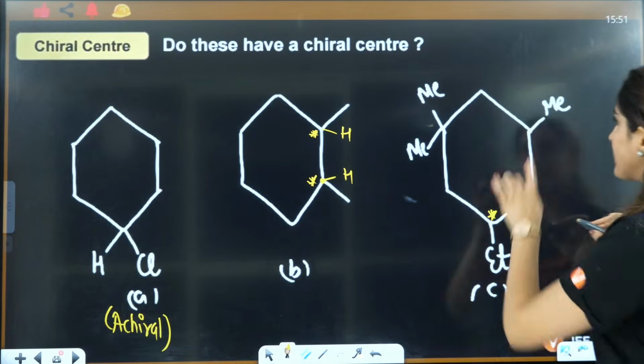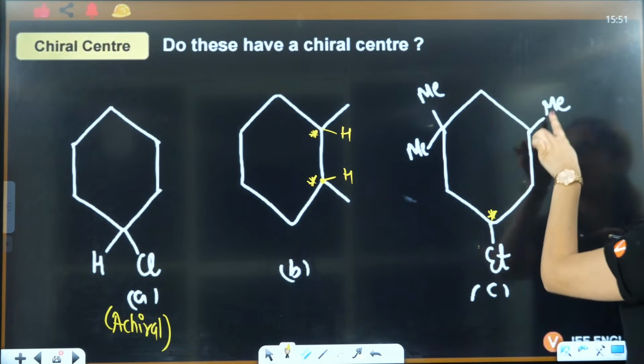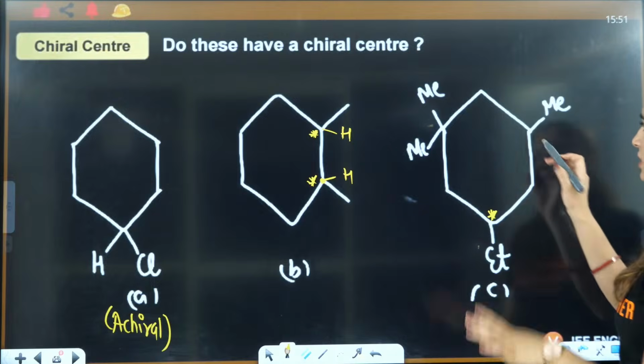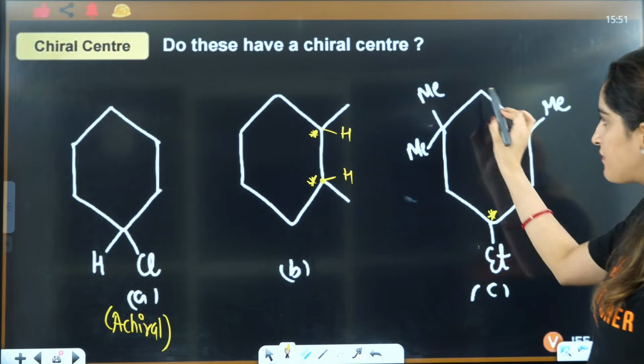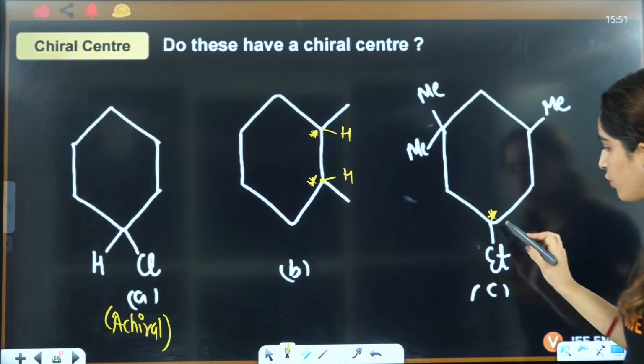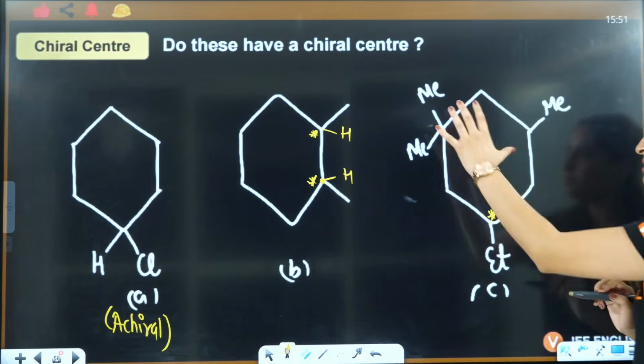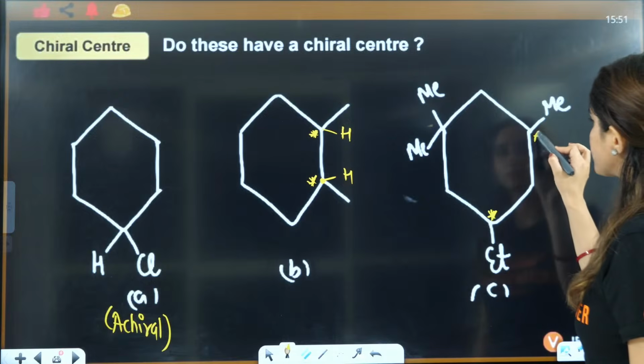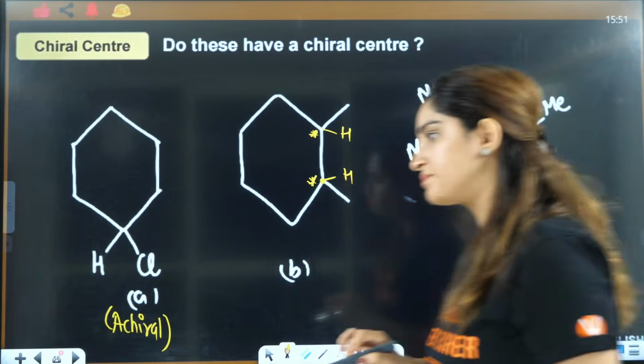Okay. Similarly here, you have one methyl, you have one hydrogen. If you see here, you have CH. If you see here, you have CH. If you go here, you will have 2 methyl. If you go here, you will have ethyl. That means the environment is different. So this is also chiral. Okay, tell me.